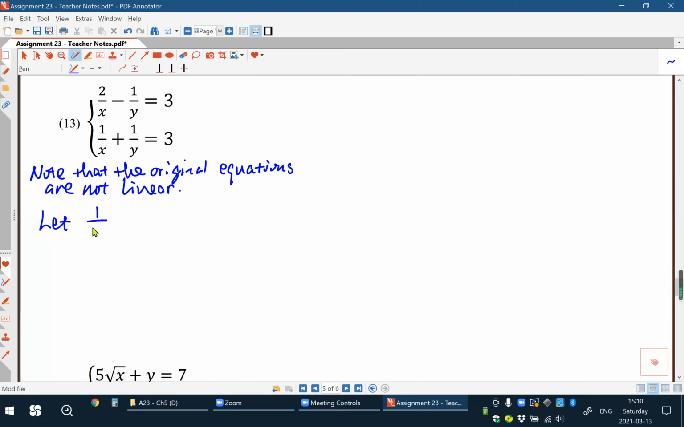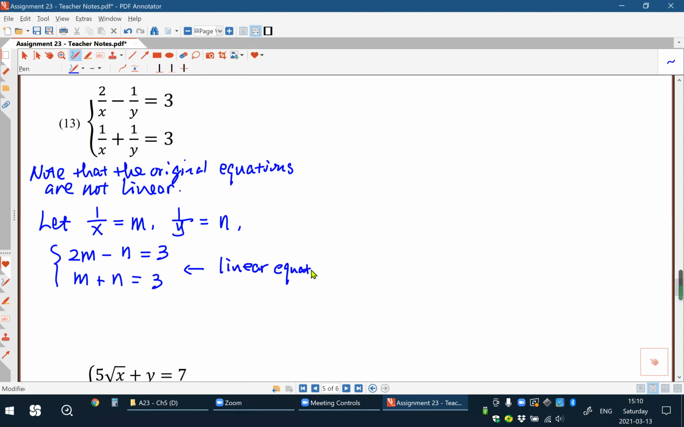So let the reciprocal of x equal m, and 1 over y be n. Then the original equations become 2m minus n equals 3, and m plus n is 3, right? These new equations are now linear equations. So we can use the methods that we are familiar with to solve linear equations, right?